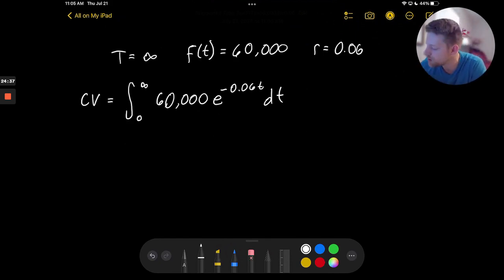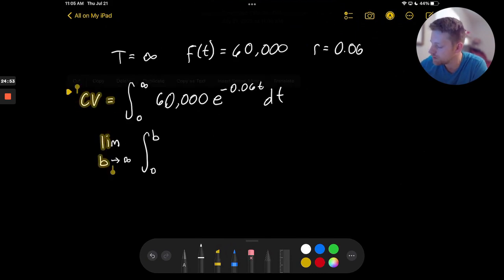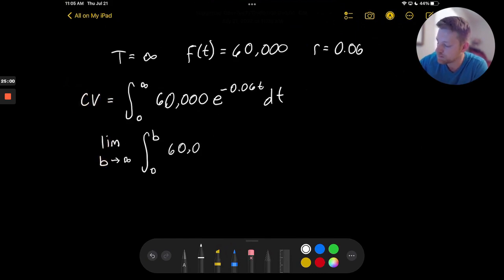So what I can rewrite this as is the limit as, we'll call this our b endpoint, goes to infinity of the integral from 0 to b of this expression, 60,000 e to the negative 0.06 t dt. So now we have an integral from 0 to b that we can evaluate, and then we'll take a look at the limit at the very end.